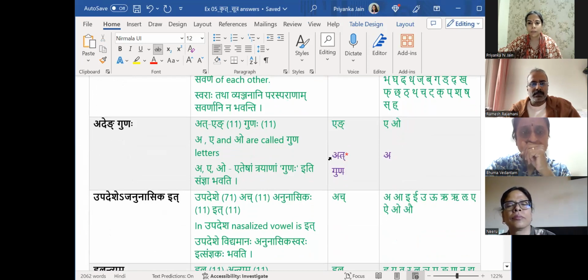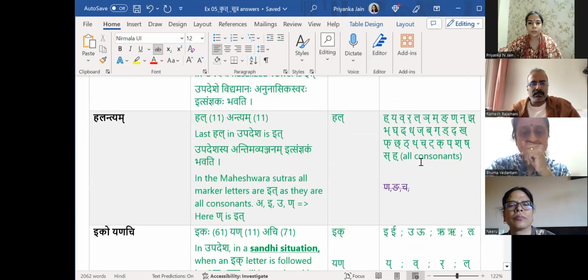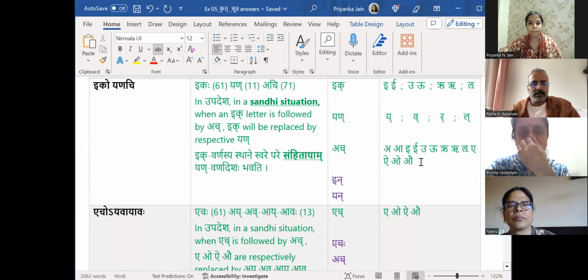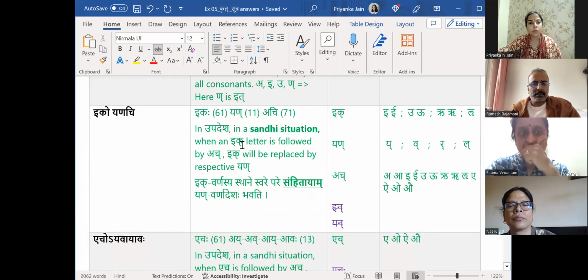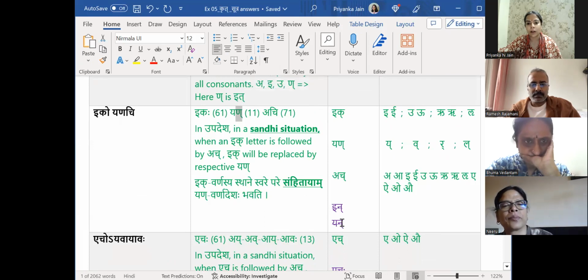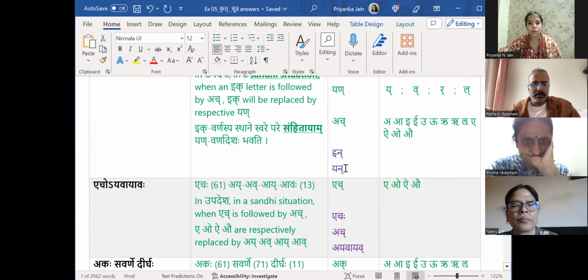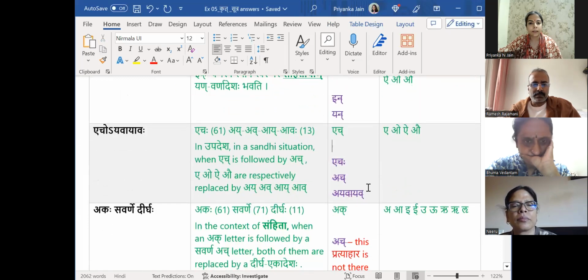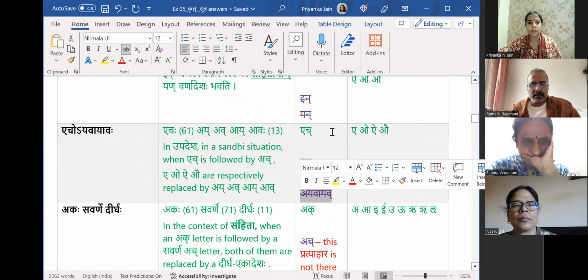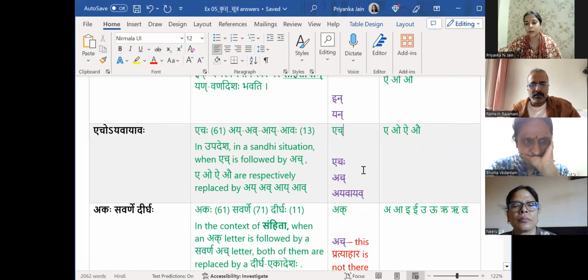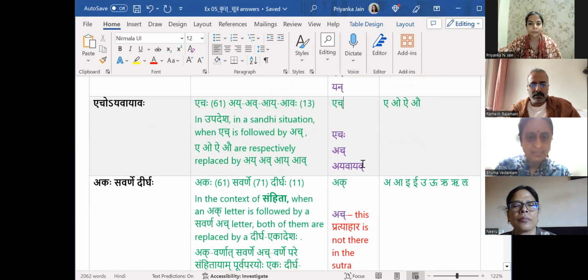Again, the same issue was happening here. So in this one, some people had included, okay, this just in is written. So I'm not sure why in came because it's ik, not in. And yan with the nakara, not nakara. And then here ayavayava was written as a pratyahara. So basically, pratyahara is only that which comes from Maheshwar Sutras.